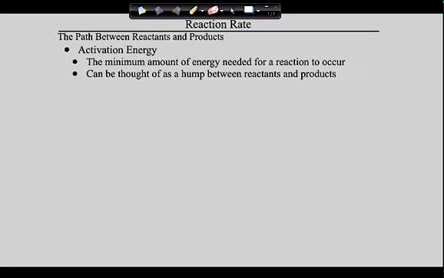And the more of them that get over the hump, the faster the reactions go. So guys, the more collisions that get over the hump, the faster the rate of the reaction.